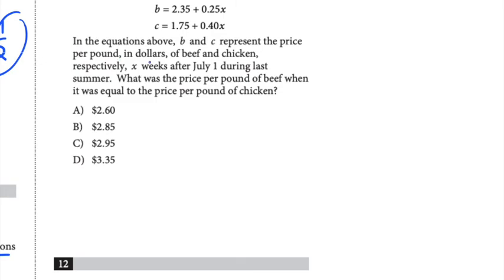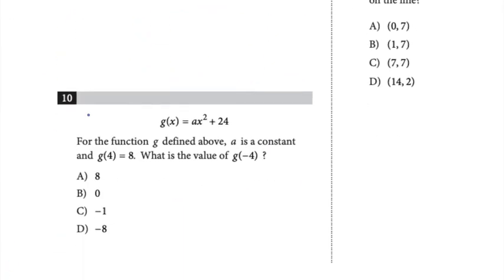Question number 10 is below here. Okay, which of the following is basically we are given that g of 4 is 8. What is the value of g of -4? Since we're given this coordinate, this is g of 4 is equal to 8 is the same thing as saying 4 comma 8. So we'll just plug it in.